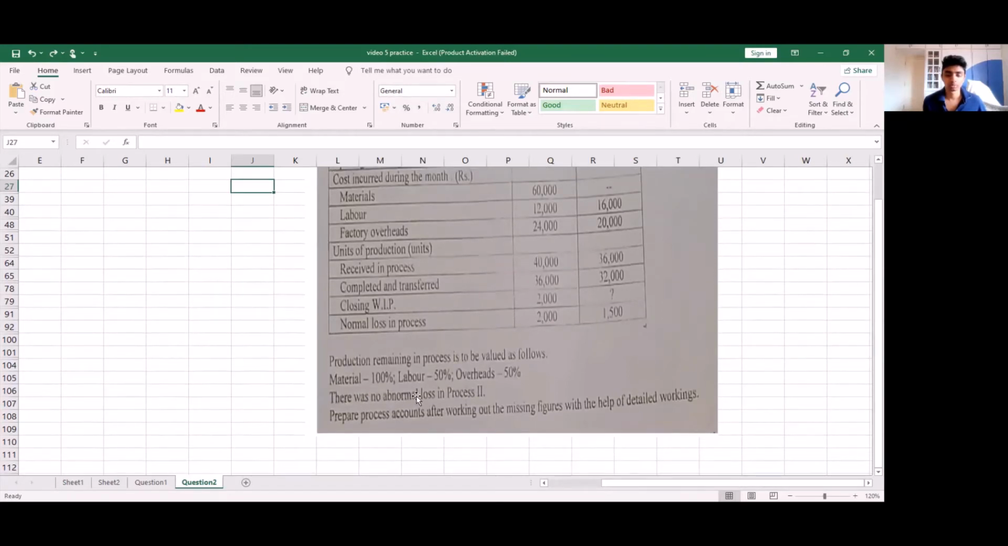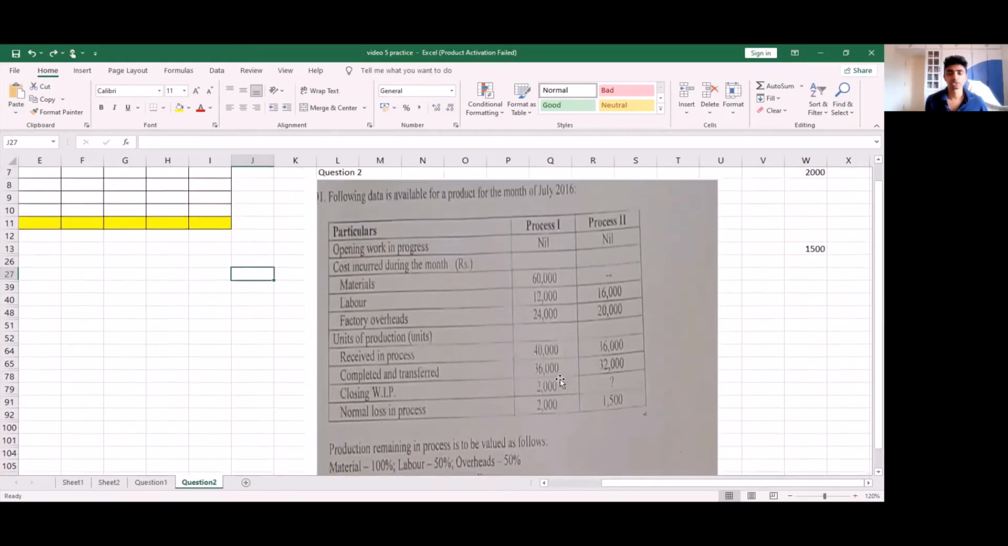So production remaining in process is nothing but our closing work in progress. There was no abnormal loss in process 2. Prepare the process account after working out the missing figures with the help of detailed working, which means we have to prepare all our accounts, which is statement of equivalent production, statement of equivalent cost per unit, statement of evaluation, and finally our process account.